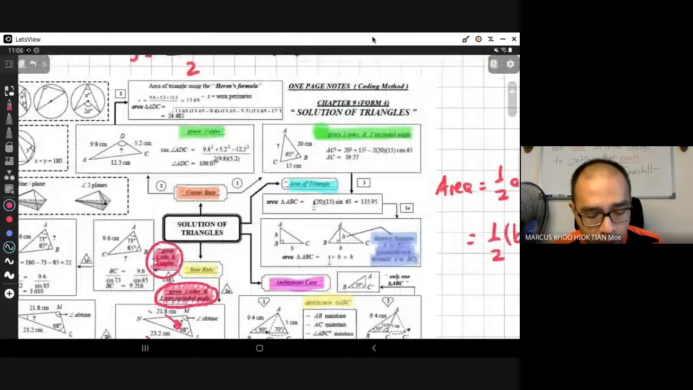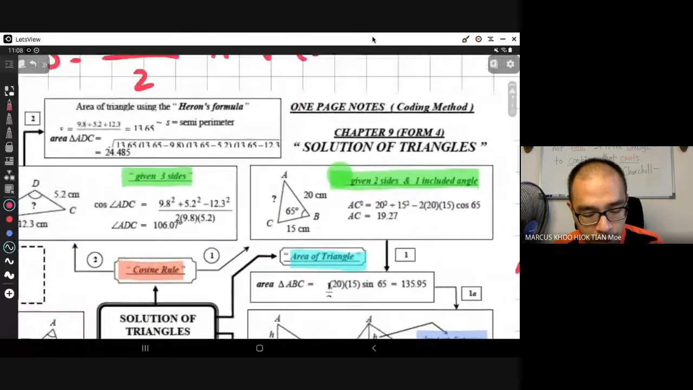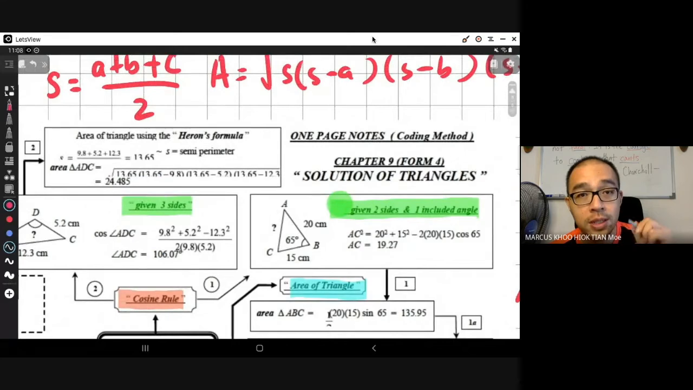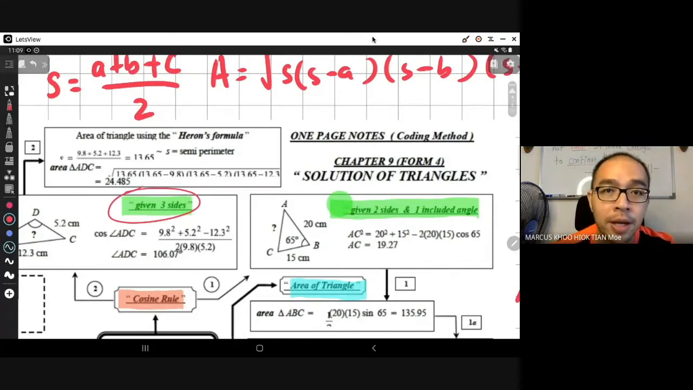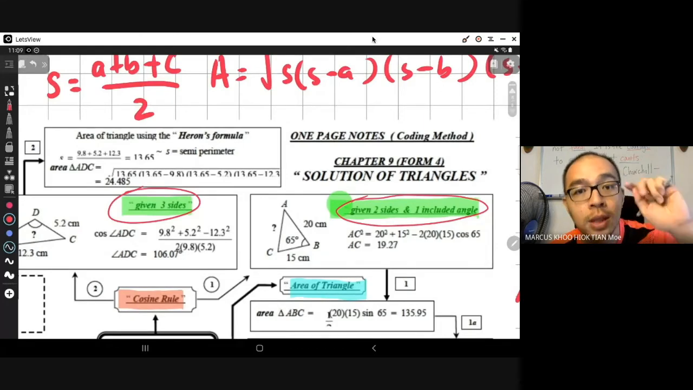The second one is the cos rule, which involves two situations. The first situation is if you're given all three sides and no angle. If you're given all three sides and you want to find the angle, then you use the cos rule. Or you are given two sides and the angle is in between the two sides. That's what this means: one included angle.